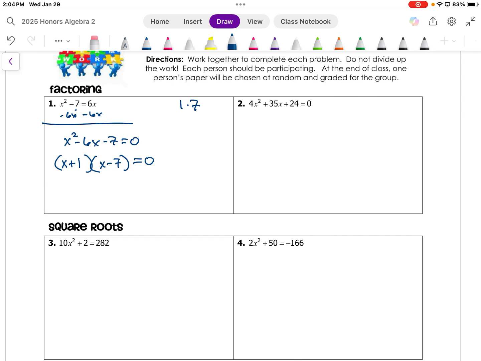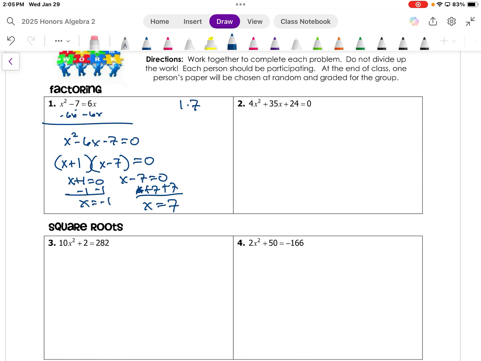On number 2, we didn't solve yet. Sorry. X plus 1 equals 0, x minus 7 equals 0. Subtract the 1, x equals negative 1 is one of my solutions, and then x minus 7 equals 0, so x equals positive 7 is the other solution, okay? So there are my two solutions. Now I go to the other one.